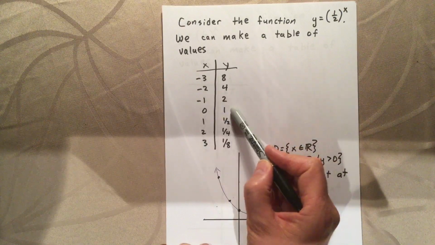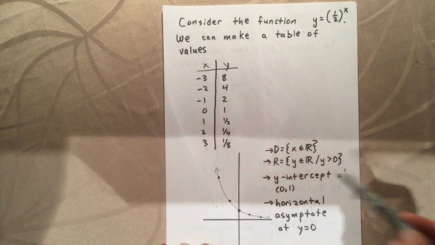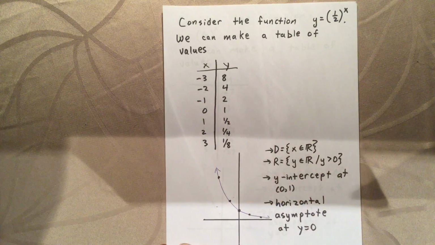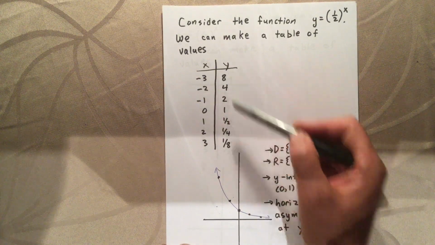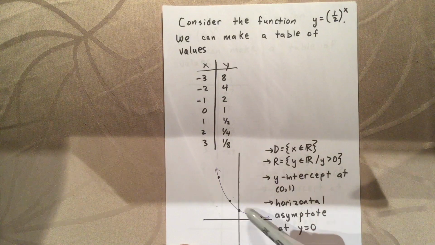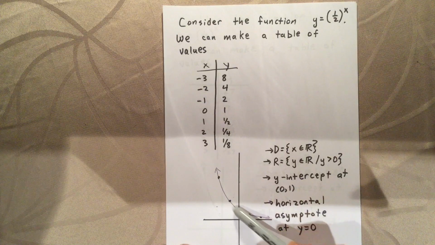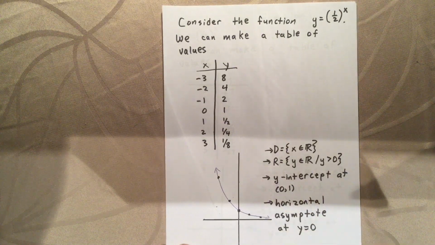1/2 to the 0 is 1. 1/2 to the 1 is a half. A half to the 3 would be a half times a half times a half, which is 1/8. Now, again, we'll ignore the first and last point, but plotting these other 5, we get these black points right here. And we can connect them with a curve like we do in blue.